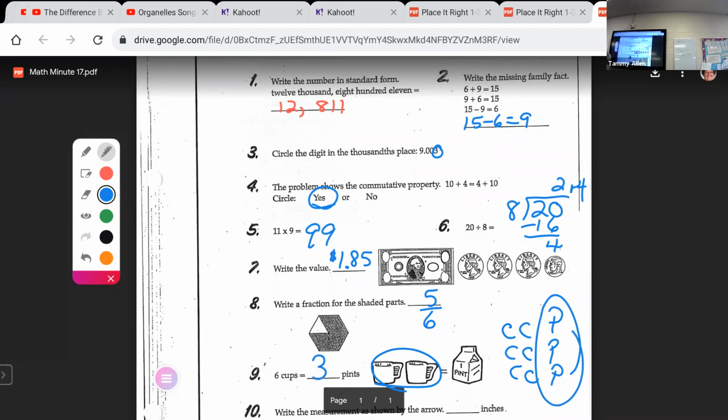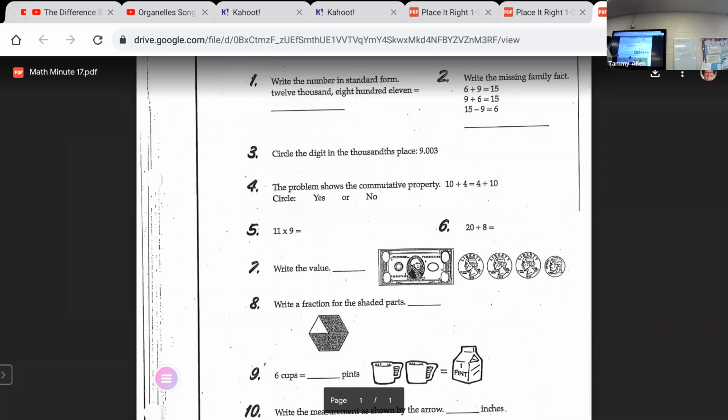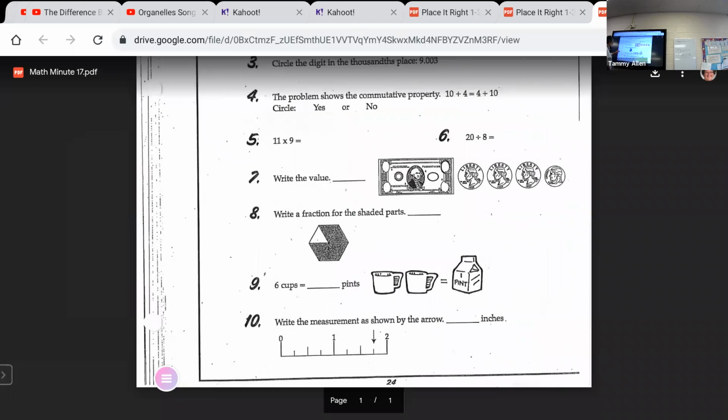Okay? You can draw pictures for it. And the measurement shown by the arrow. Hopefully you see that there are 1, 2, 3, 4 equal sections. The arrow is at the third one out of the 4, so it'd be at 3/4. But this is 1 whole inch, so it'd be 1 3/4 inches.